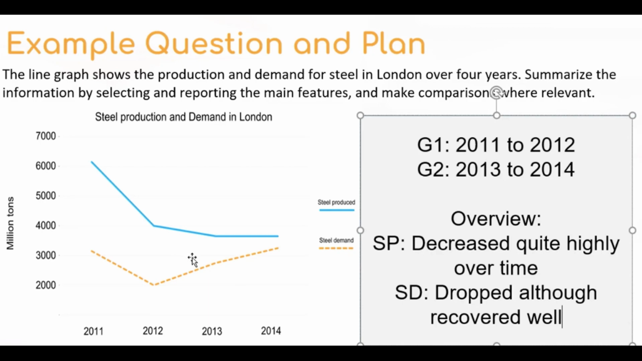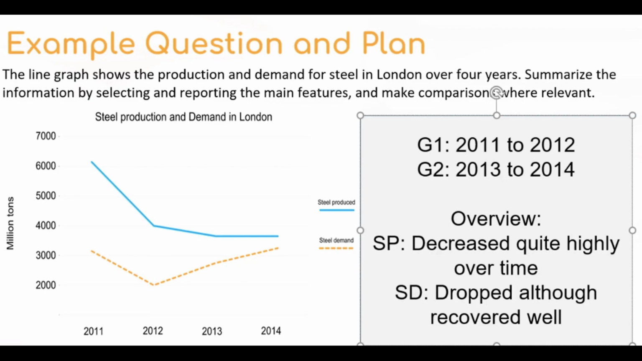So I have SP, which is steel produced. Overall, steel produced decreased over time, and it was by quite a large amount, although for the overview we don't need to go into very specific figures. And then for steel demand, it dropped but then recovered to a reasonable amount.